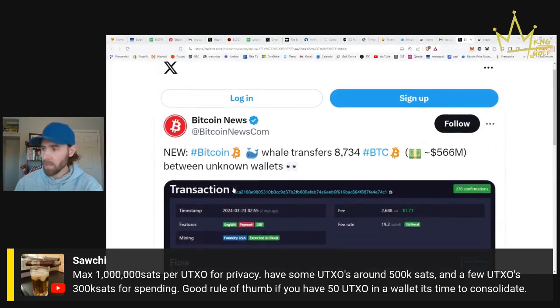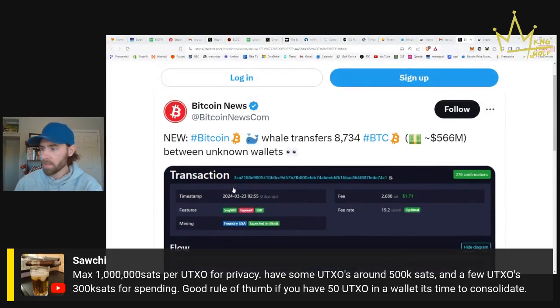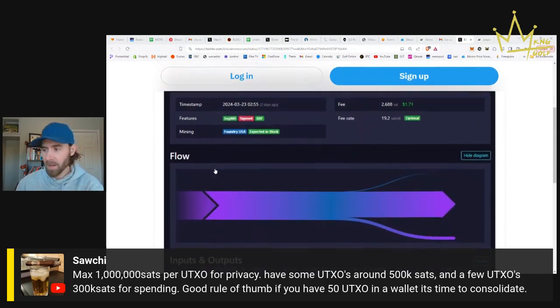This is from the Bitcoin News Twitter feed. It says new Bitcoin whale transfers 8,734 Bitcoin, approximately $5 million worth between unknown wallets. So this is a good example of somebody who has managed their UTXOs quite well.